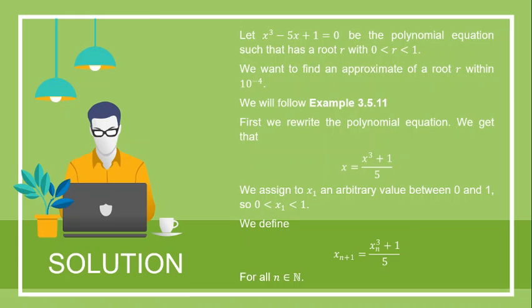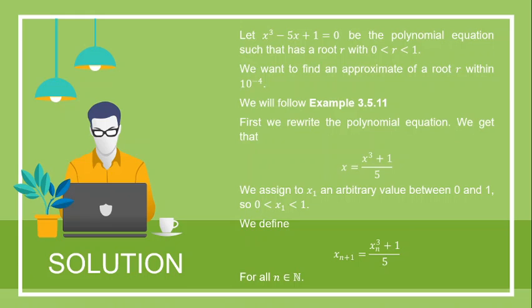This is the solution. Let x^3 - 5x + 1 = 0 be the polynomial equation such that it has a root r with 0 < r < 1. We want to find an approximation of the root r within 10^-4. We will follow example 3.5.11. First, we write the polynomial equation. We get that x = (x^3 + 1)/5.